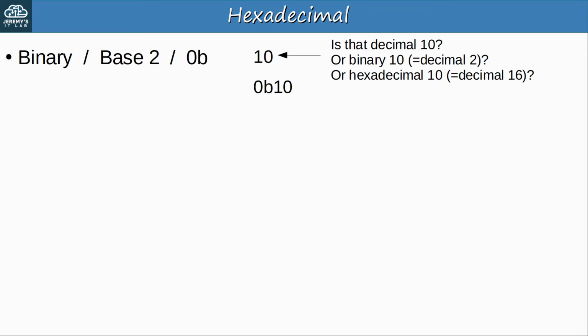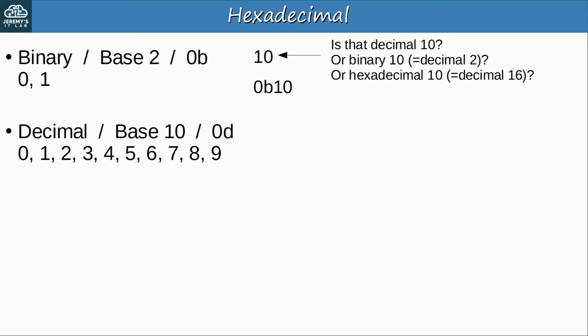Now, why is base 2 another name for binary? It's because there are only two available digits in binary, 0 and 1. All numbers are represented using just these two digits. But you're already familiar with binary. The next numbering system is decimal, or base 10. You can use the prefix 0d to indicate decimal. As the name base 10 suggests, there are 10 available digits, 0, 1, 2, 3, 4, 5, 6, 7, 8, and 9. Finally, there is hexadecimal, also known as base 16.